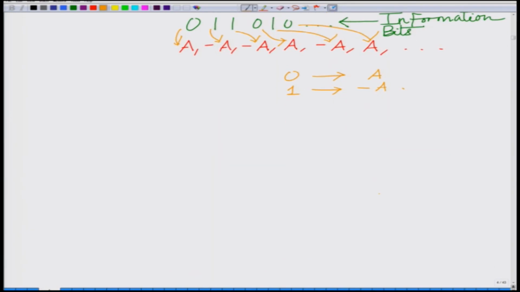And now therefore, if you observe this at the output, you will have R naught, R t equals plus or minus A times E p plus n tilde. So, what you will receive is the signal level plus noise. Since you are transmitting either plus A or minus A, what you will receive after match filtering and sampling is either plus A times E p, where E p is the energy of the pulse, or minus A times E p in the presence of this noise n tilde.